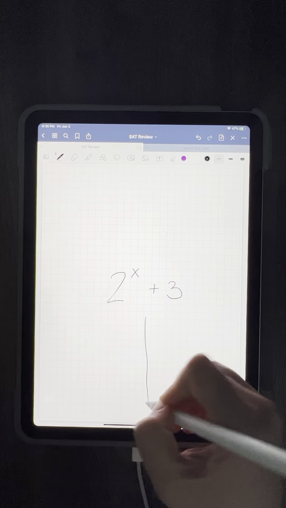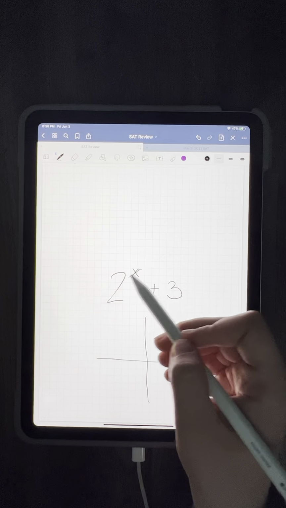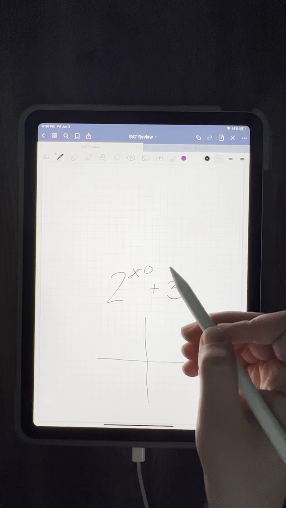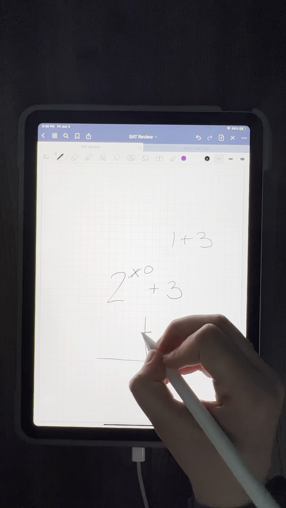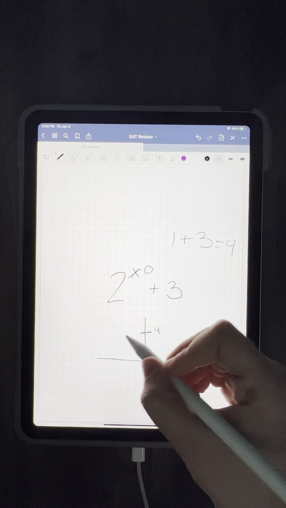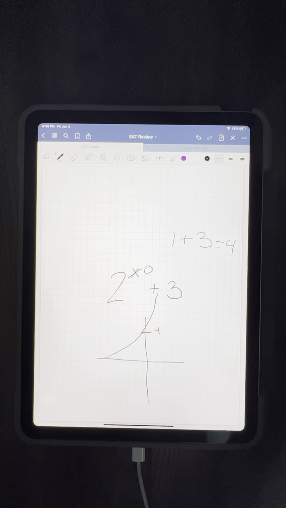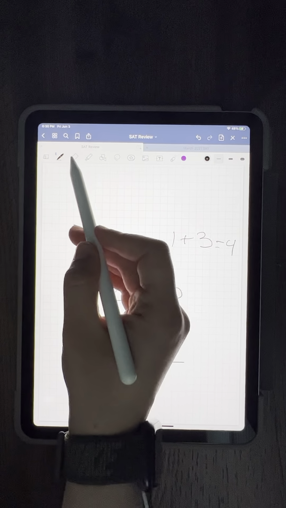an easy way to graph this is basically make x 0, right? Because if you make x 0, this is going to equal 1, because anything to the power of 0 is 1. 1 plus 3. So that's how you know your y-intercept is 4, because 1 plus 3 is 4, right? And so you're going to look for something that's touching 4. And you can probably eliminate most of the answers at this point, because some of them won't be touching 4, and that's just an easy way to do that.